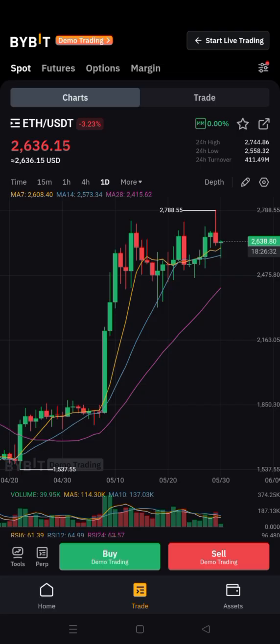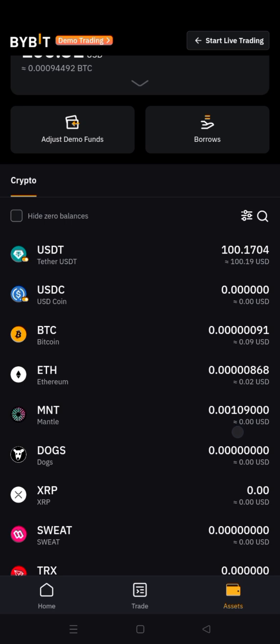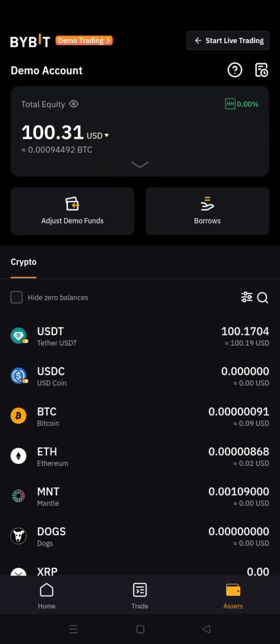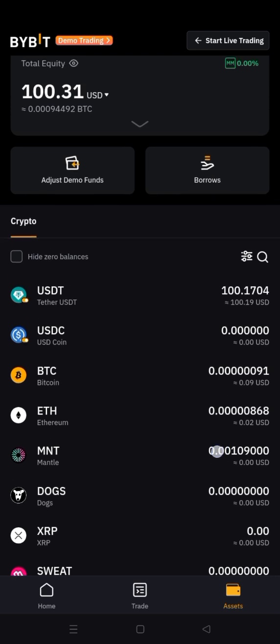You can see Ethereum is at its best level. Yes, you can see it at 2637, and then when we go to DAI, we will see that it has risen. So we have 100.31 for testing here, so that anyone who was saying that it is not possible, it's very possible. Using 100 USD, I want to illustrate so that you can see it's very possible.